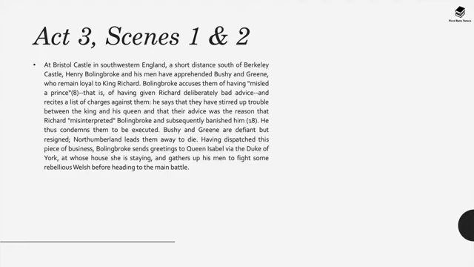Northumberland leads them away to die. Having dispatched this piece of business, Bolingbroke sends greetings to the Queen Isabel via the Duke of York, at whose house she is staying, and gathers up his men to fight some rebellious Welsh before heading to the main battle.